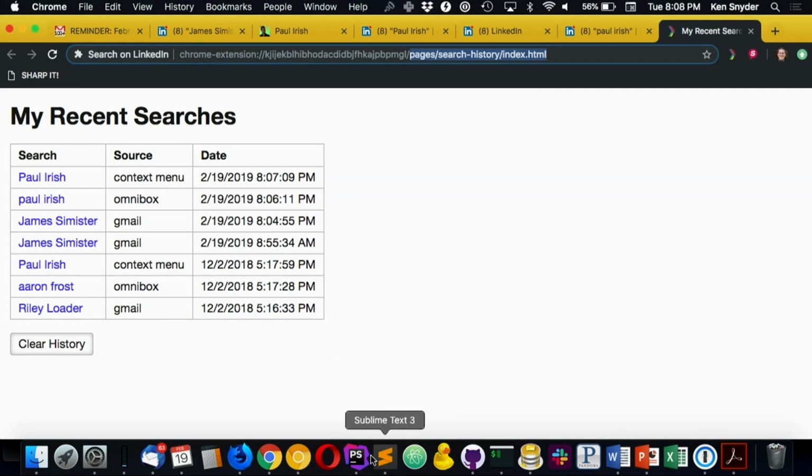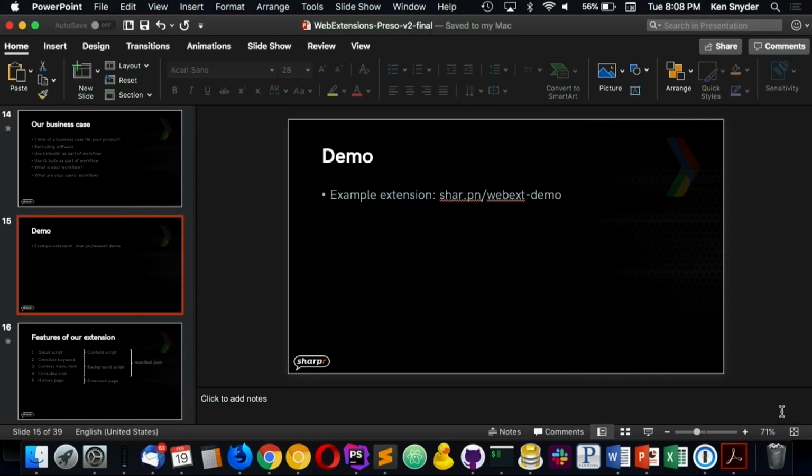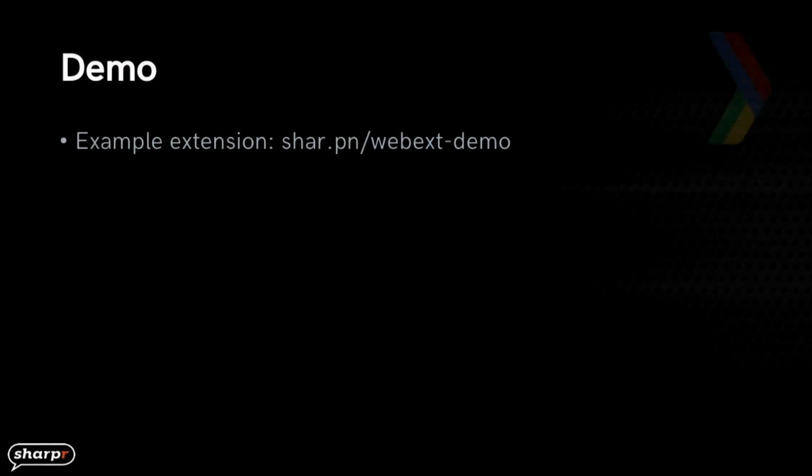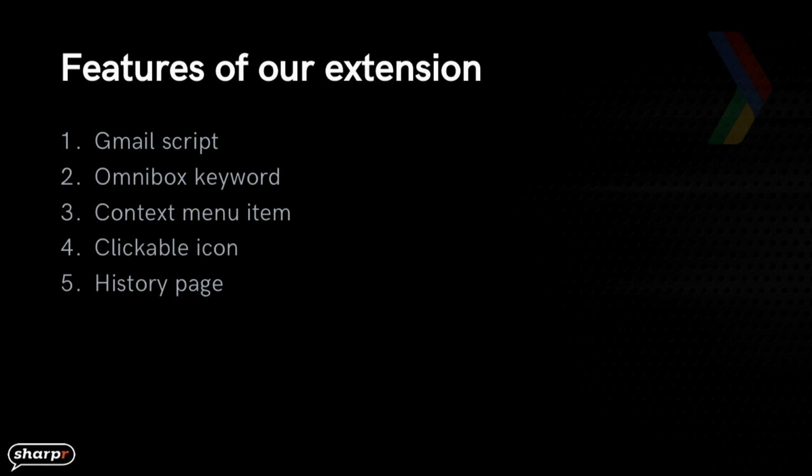So let us jump into the code. Okay, so again, let me outline. These were the features that we had: the Gmail script, the omnibox keyword, the context menu, so the right-click menu, the clickable icon, and the history page.